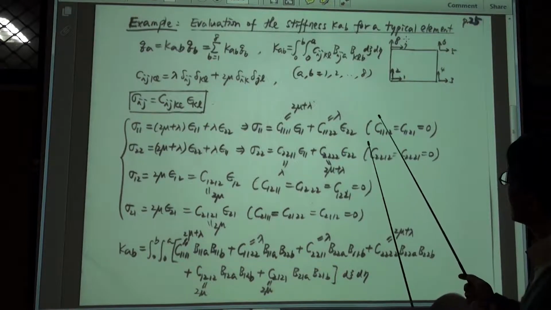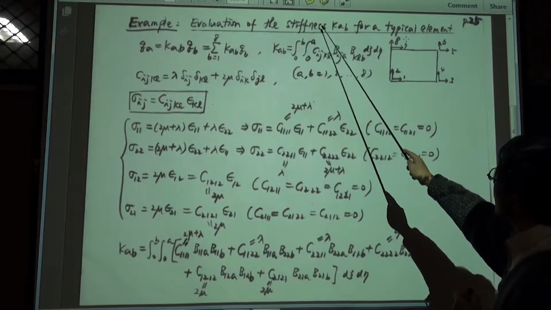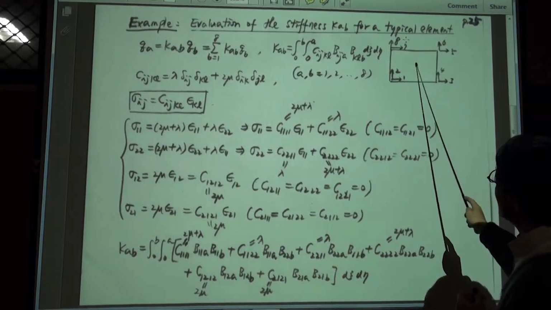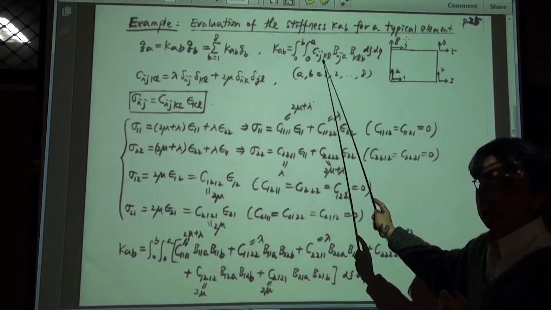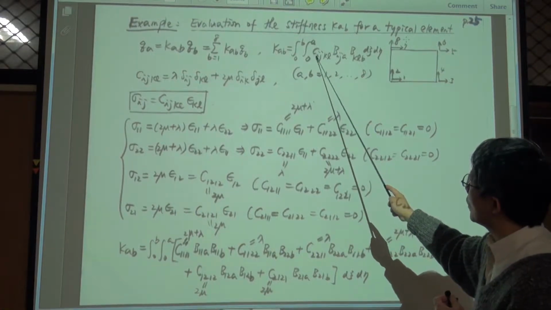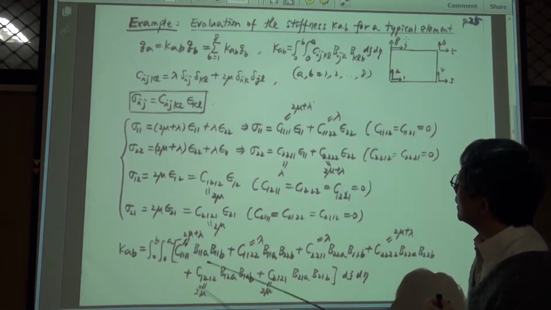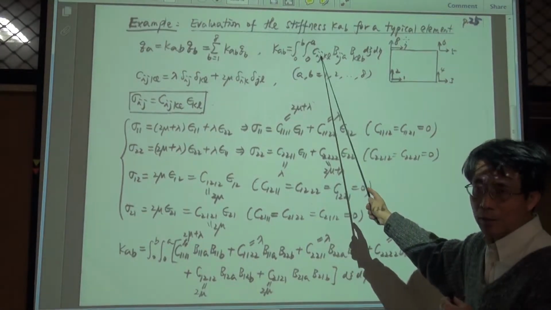Now we want to talk about the final topic. We want to find the stiffness of a typical element. We already know we have this formula before. This formula looks a little bit terrible, but I just want to tell you that a lot of terms in this formula are equal to 0.